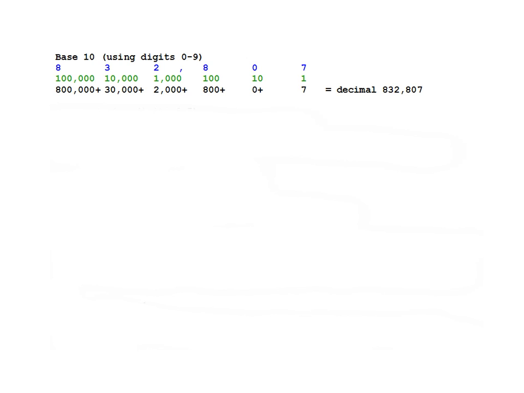Let's do a little reminder of the numbering system that we work with. If somebody came up to you and said that something costs $832,807 written out like this, we would know exactly what that means. Our brains, because we're wired that way, understand exactly what that means because it's base 10. Here's what's happening behind the scenes.